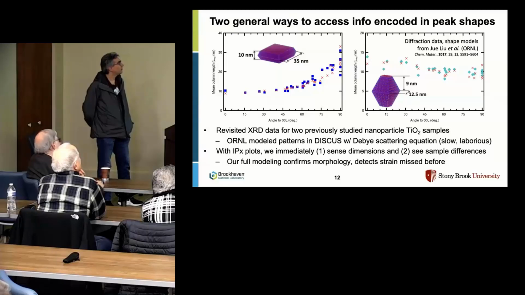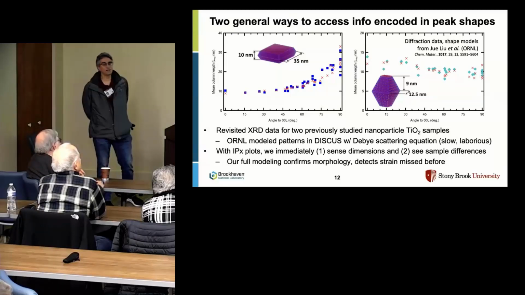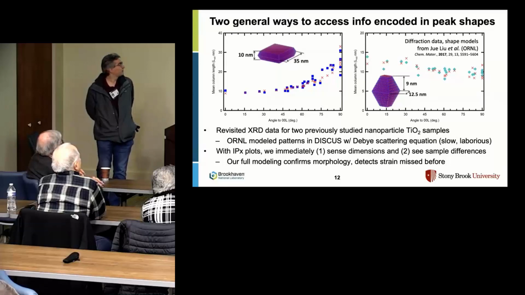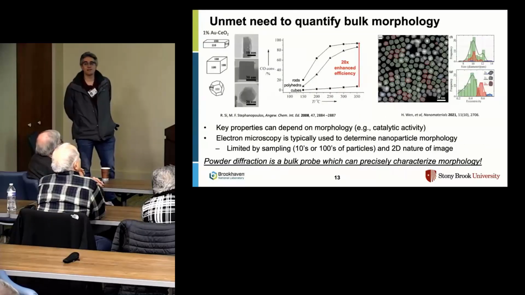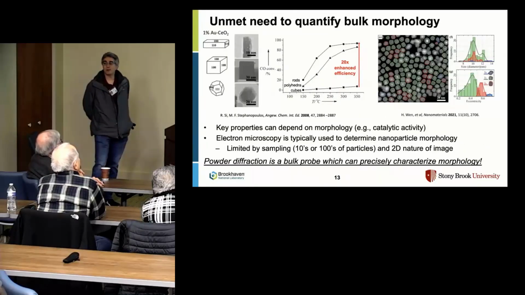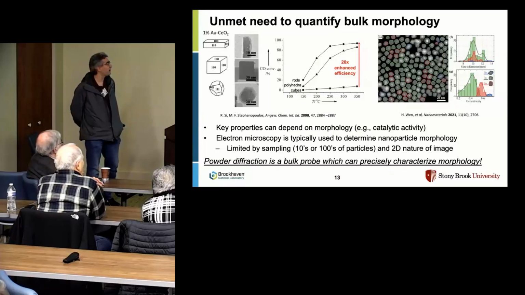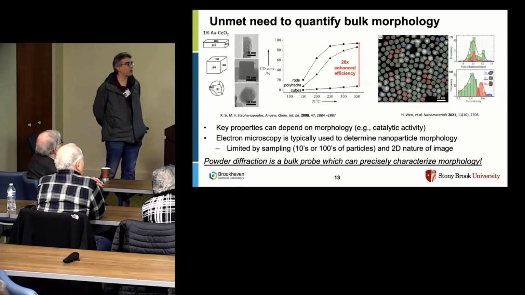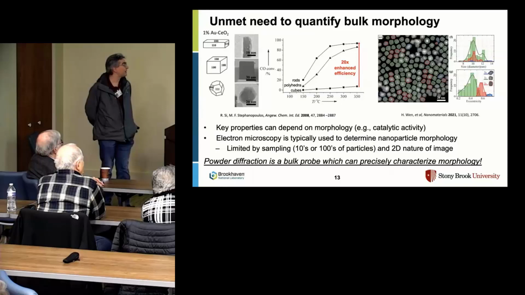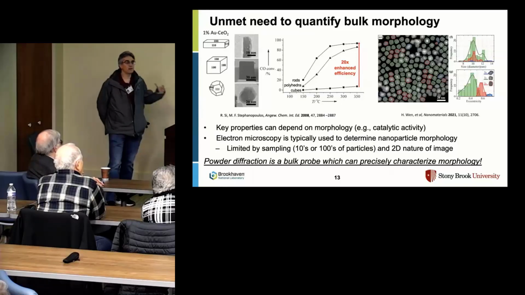So it really looks like we have the sensitivity to get a full three-dimensional morphology, which is, of course, great for things like catalysis, right? The different facets can have activities that differ by an order of magnitude. You really like to know what facets you have. And instead of counting them one by one, we can get a really nice bulk average from powder diffraction data. So, filling a missing gap.